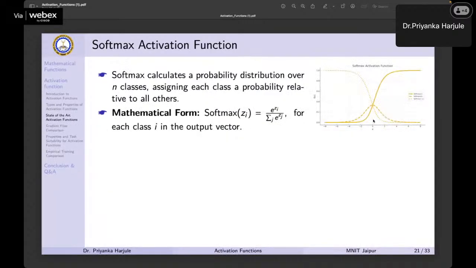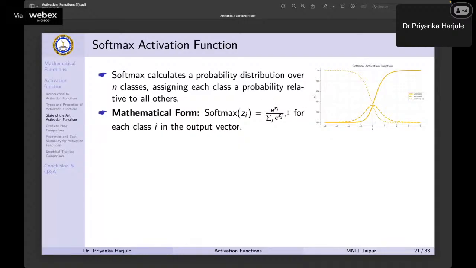Next is the softmax activation function, which is mainly used in the output layer of deep neural networks for multi-class classification. What it does is convert the scores or the logits from the final layer of a neural network into probabilities. Each output value represents the probability of a class, and all class probabilities sum to 1.